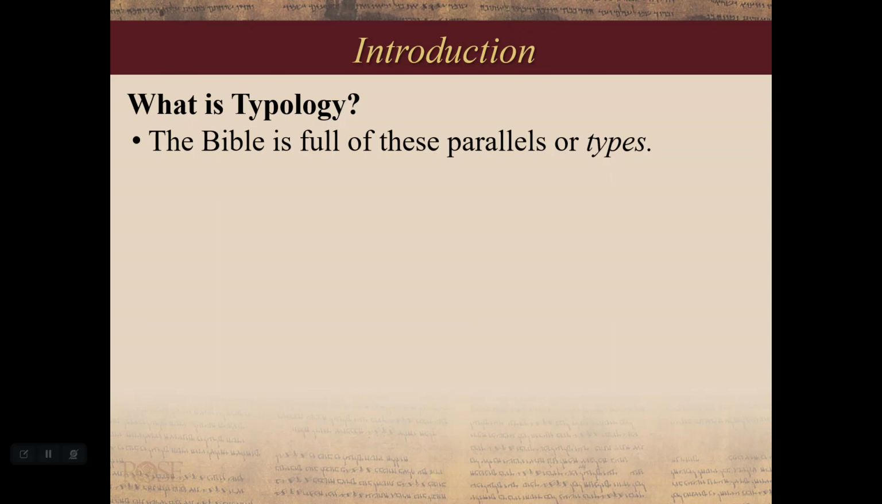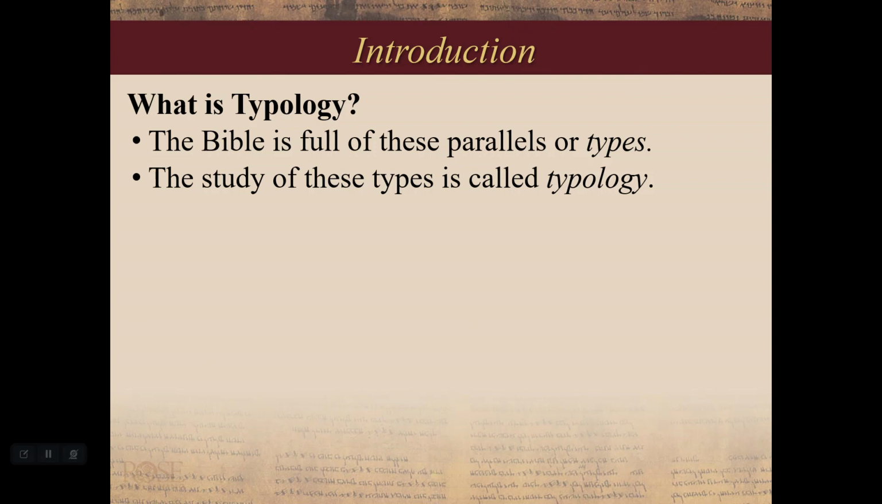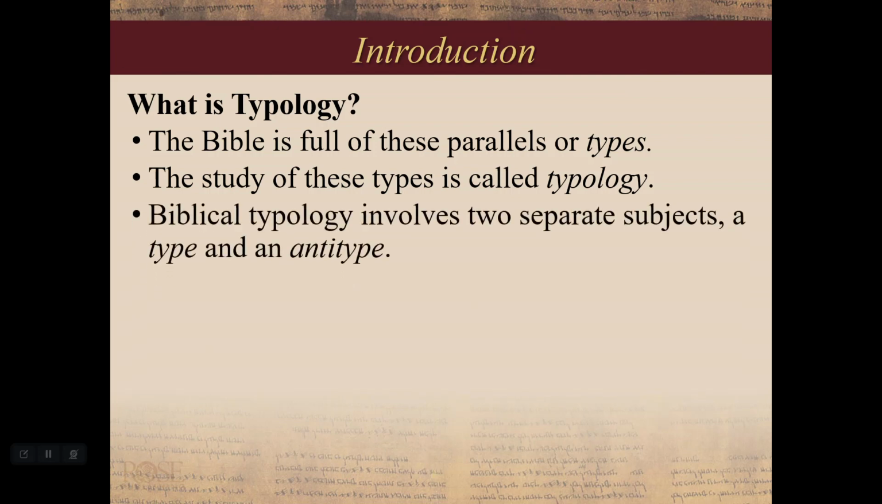The Bible's full of these. They're parallels. We call them types. And the study of types is called typology. Ology means the study of something, and types. And the biblical types have two objects: a type and an antitype. The type is the shadow that's foretelling you about the antitype. So for example, Moses is a foreshadow of Jesus. We're going to see why. And maybe this one might help you.